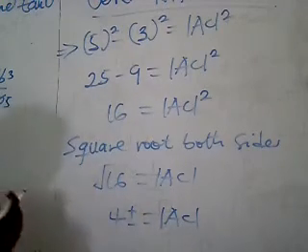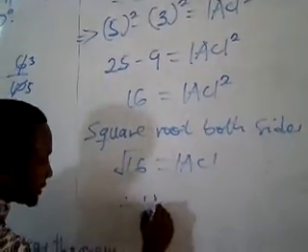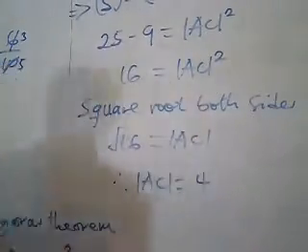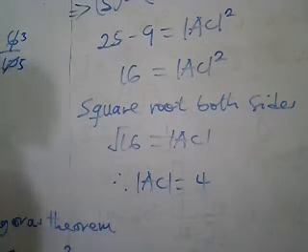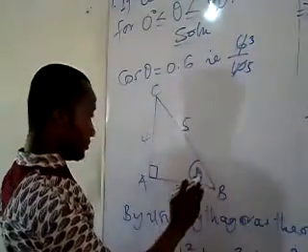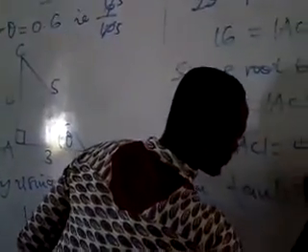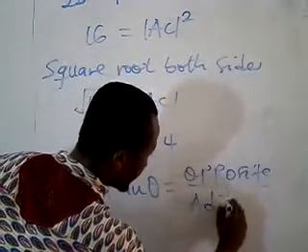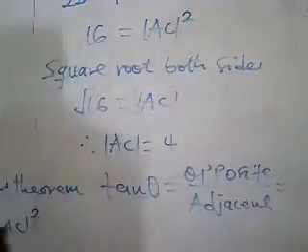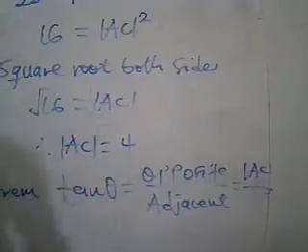So you can still maintain it as 4. Therefore line AC is equal to 4. So line AC is now 4. Now we can find what we are asked to find from the question, which is tan theta. So tan theta is equal to opposite over adjacent. From the triangle, the opposite side is AC over the adjacent side, which is AB.